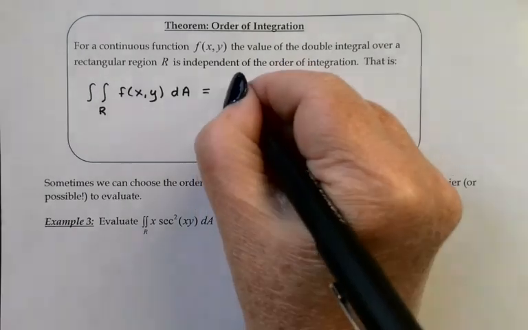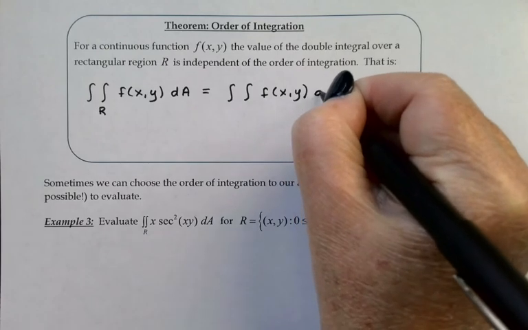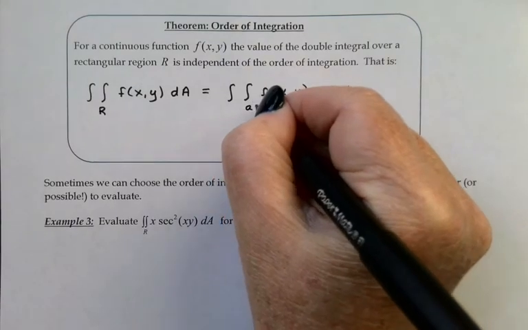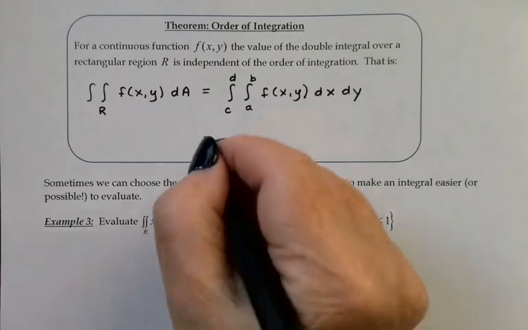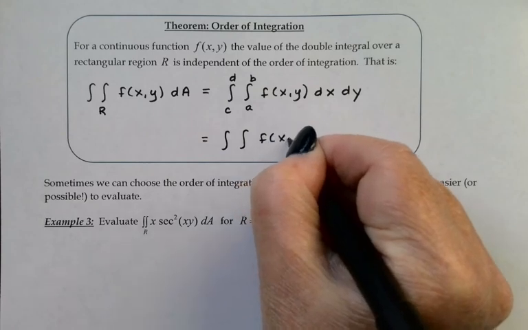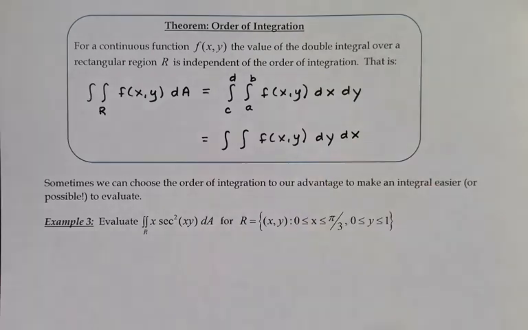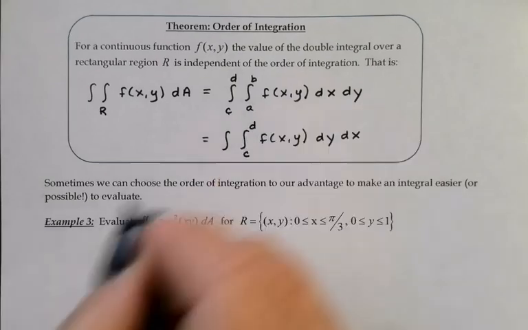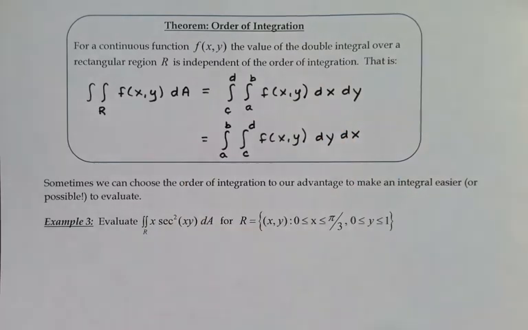can be written as the integral of f of x and y in the order first dx, then dy, and we'll say x goes from a to b, and y goes from c to d, but it's also equal to the double integral of f of x and y, integrating in the opposite order, dy dx. Y now goes from c to d, so that has to go on the inside integral, and x still has to go from a to b, that now has to go on the outside integral.